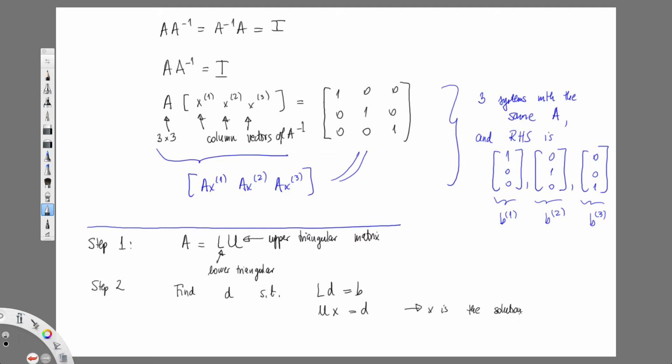This you do typically when you have AX is equal to B with multiple right-hand sides B. This is the only step you're going to repeat if you're doing this multiple times. So step one you do only once, and this you repeat for every right-hand side B. Okay?